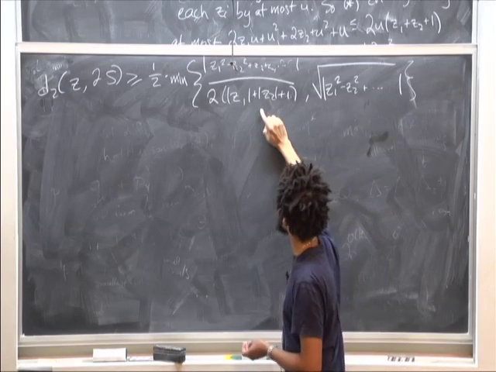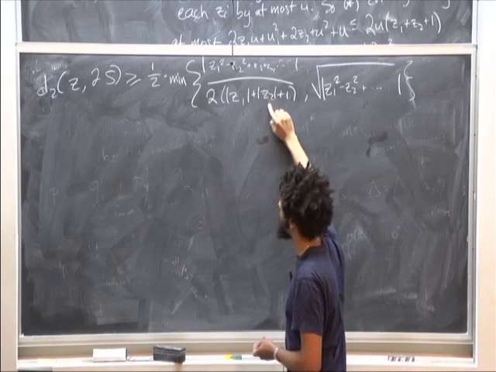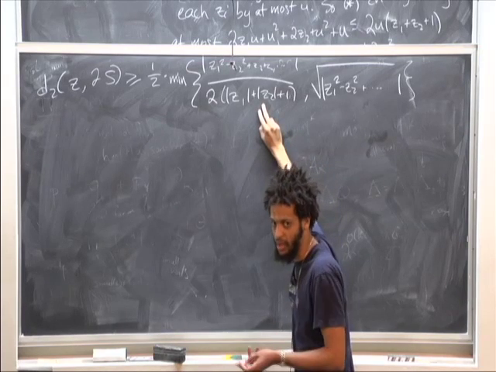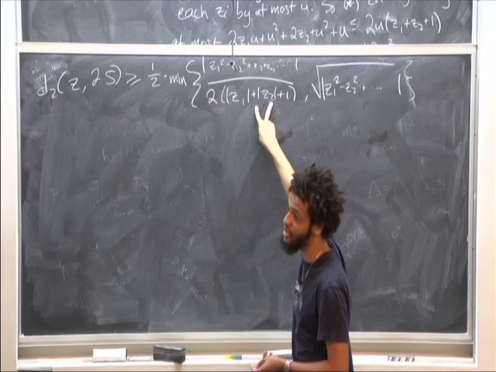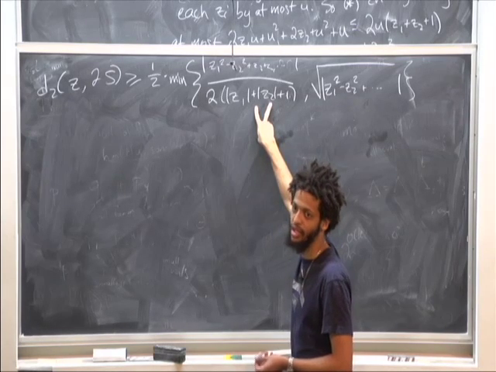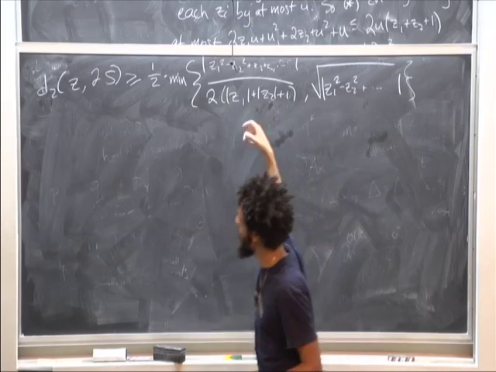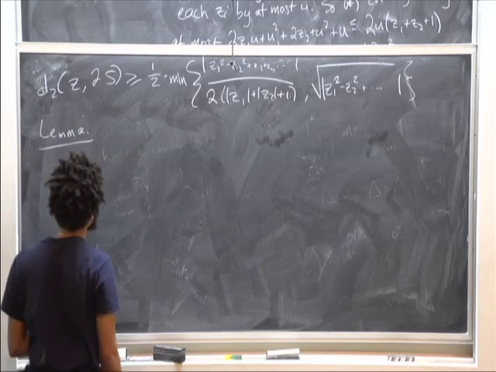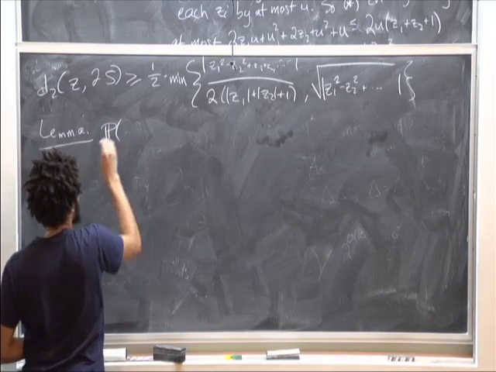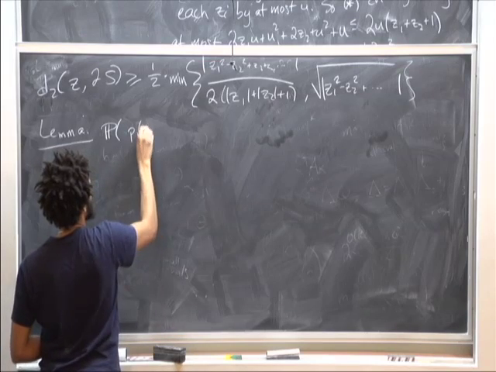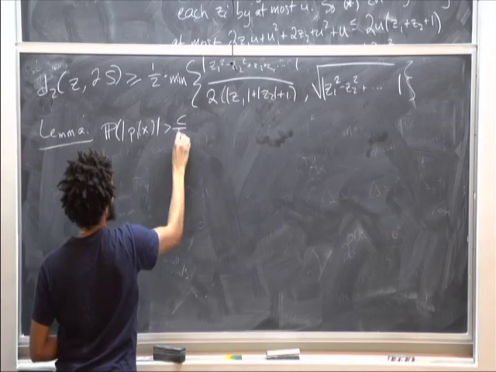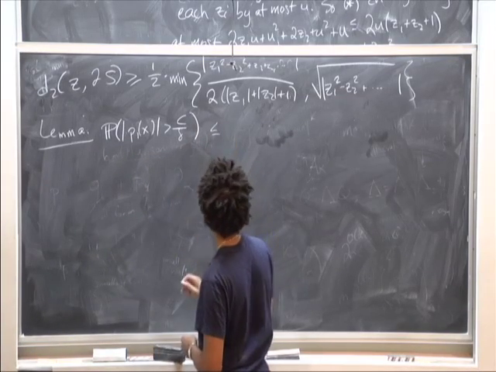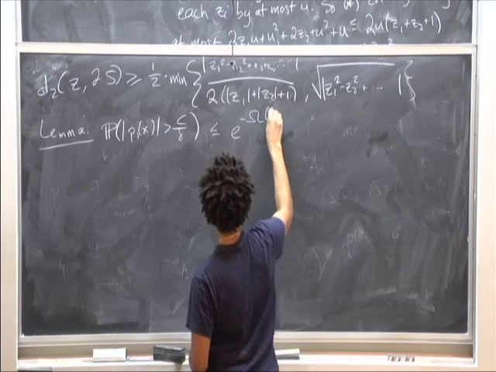And then here, remember, z1 corresponds to p1 of x, z2 corresponds to p2 of x. If I can apply some lemma, which is a tail bound for p1 and p2, then these things are not that large. Okay, so I'll condition on z1 and z2 not being large. So the lemma is that the probability that p1 of x is greater than c over delta, and it holds for p2 as well, is at most exponential in 1 over delta.